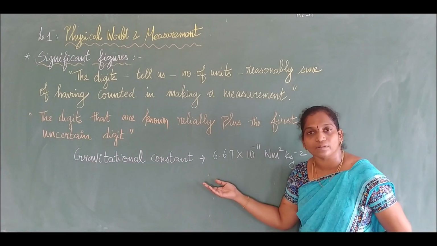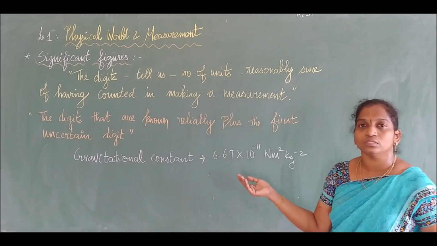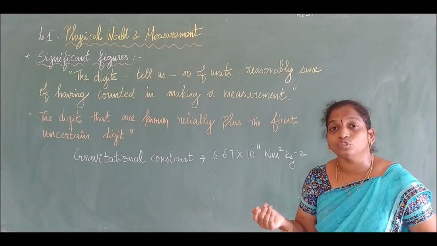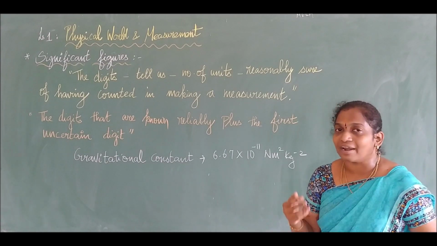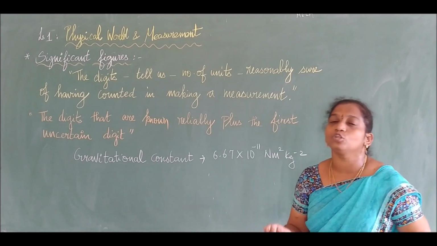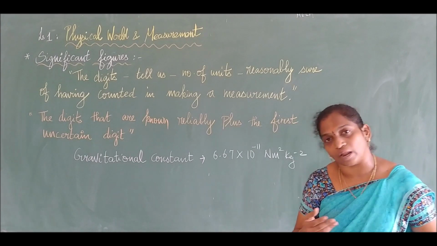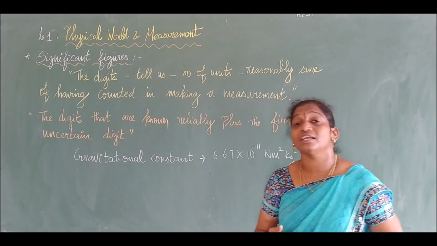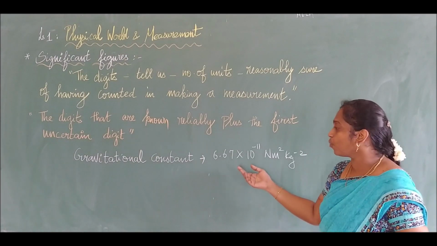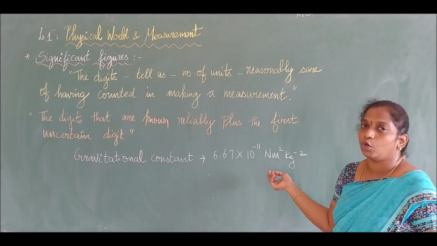We know the famous gravitational constant, given by Newton, right? We know the formula F is equal to G M1 M2 divided by R square: the force is directly proportional to the product of the masses and inversely proportional to the square of the distance between them. That is your famous Newton's law of gravitation. So the gravitational constant G takes the value 6.67 into 10 power minus 11 Newton meter square kilogram minus 2.